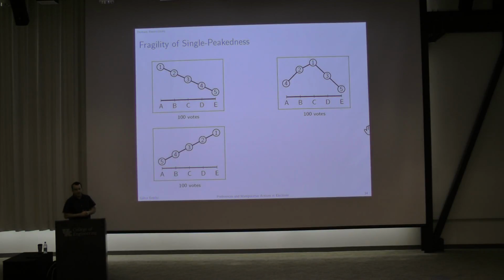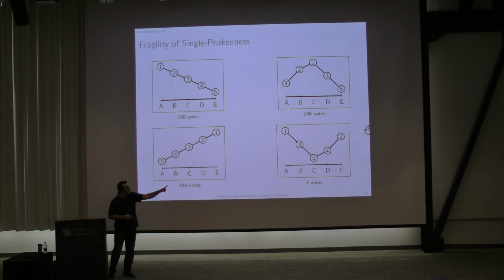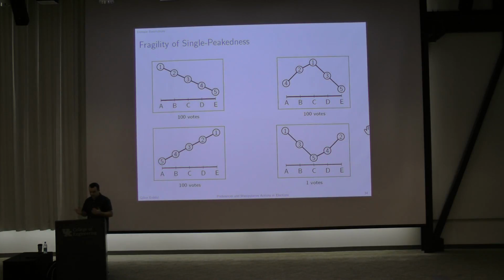We again have 100 votes ranking C, B, D, A, E. Still single peak. So we have 300 votes, still a single peak profile. And then comes one guy and votes like this: A, E, B, D, C. It's really not single peak. We have 301 voters, and only one guy votes in a way that is not single peak, and our structure is destroyed.